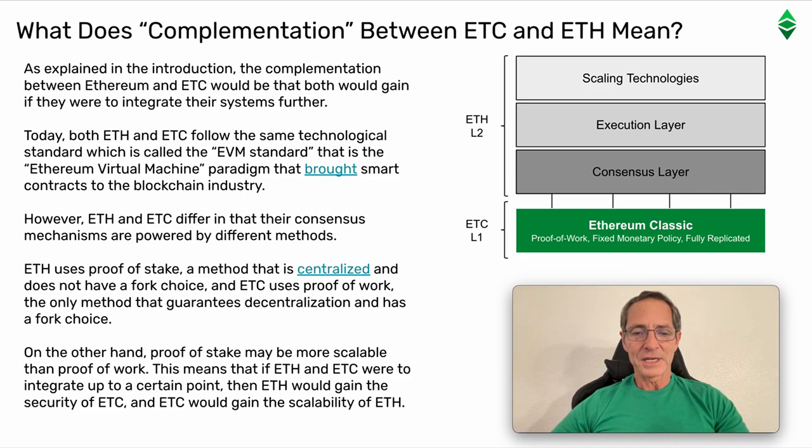However, ETH and ETC differ in that their consensus mechanisms are powered by different methods. ETH uses proof of stake, a method that is centralized and does not have a fork choice, and ETC uses proof of work, the only method that guarantees decentralization and has a fork choice. On the other hand, proof of stake may be more scalable than proof of work. This means that if Ethereum and Ethereum Classic were to integrate up to a certain point, then ETH would gain the security of ETC and ETC would gain the scalability of ETH.